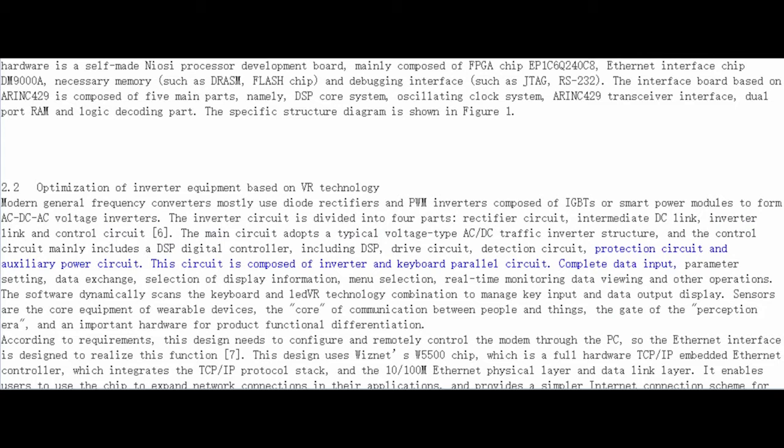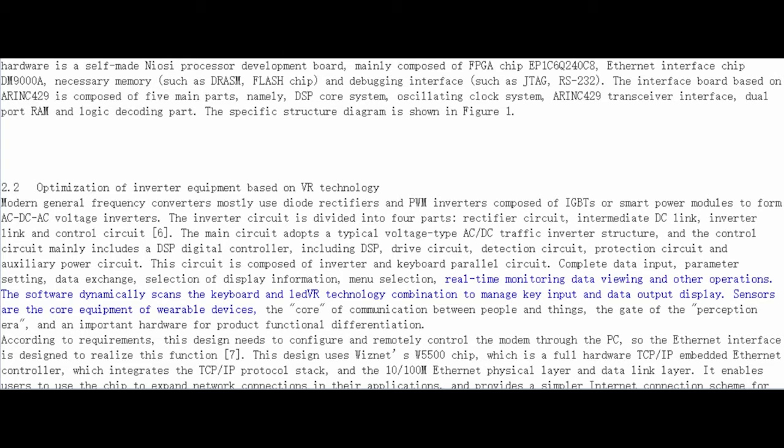Complete data input. Parameter setting. Data exchange. Selection of display information. Menu selection. Real-time monitoring data viewing and other operations. The software dynamically scans the keyboard and LED, with VR technology combined, to manage key input and data output display.